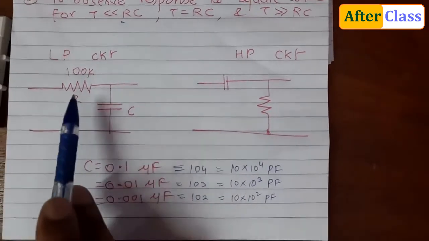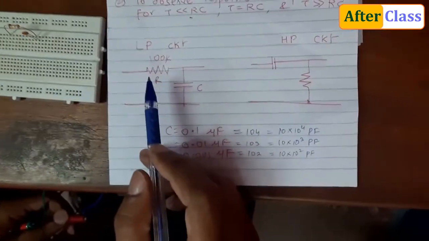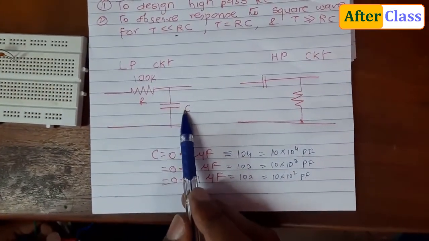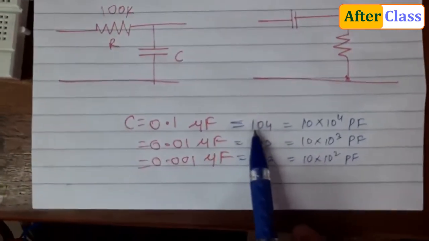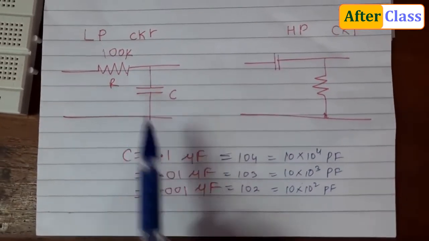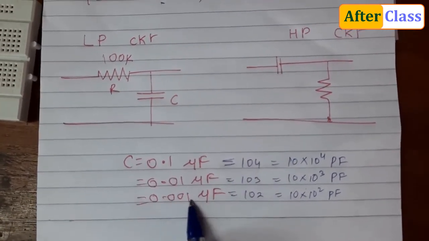So what we have done is that we have taken three cases. We have kept this resistor fixed, and then we have taken three values of capacitor. One is 104 or 0.01 microfarad in one case. In the other case 100k and 0.01 microfarad, and in the third case 100k and 0.01 microfarad.